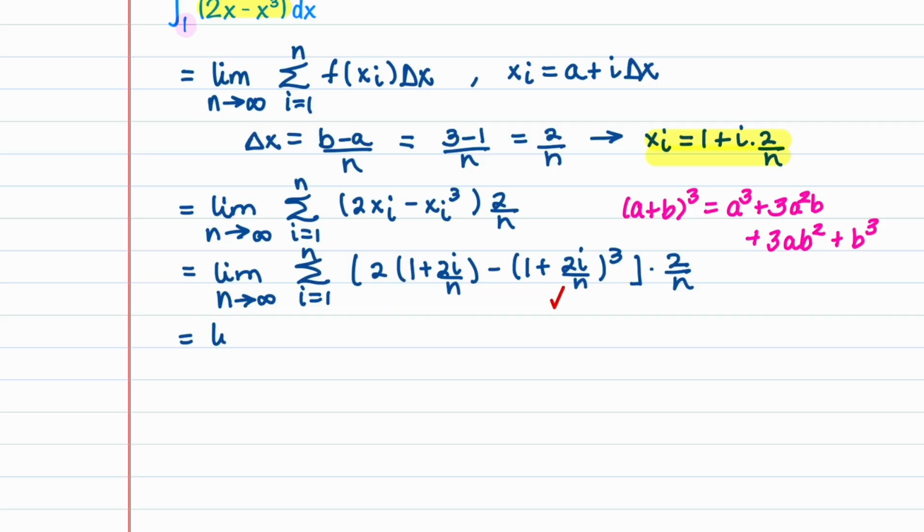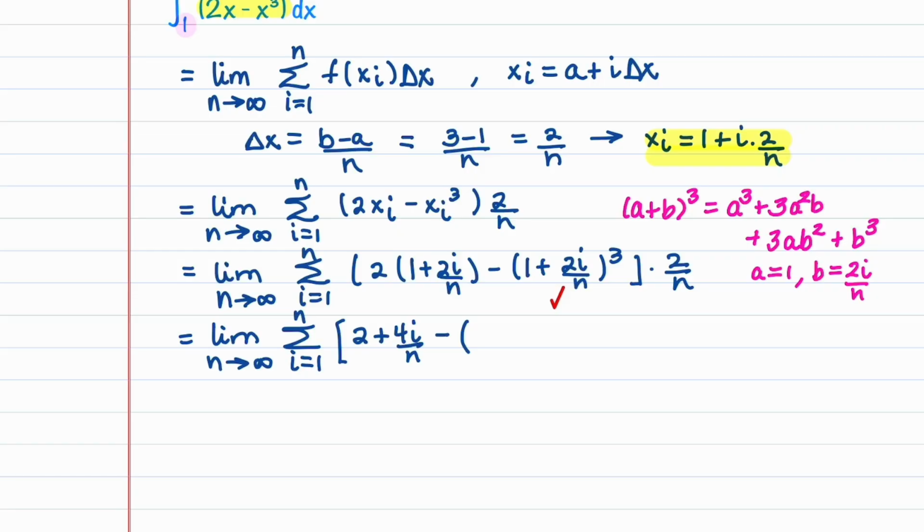This gives us the limit as n goes to infinity, the sum, i goes from 1 to n, of 2 times 1, so this is 2, and then we have a 4i over n. Now we're going to subtract off 1 plus 2i over n cubed. Let's also write over here that a is equal to 1, and then our b is 2i over n.